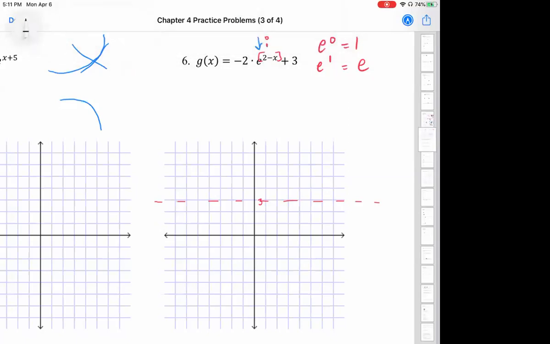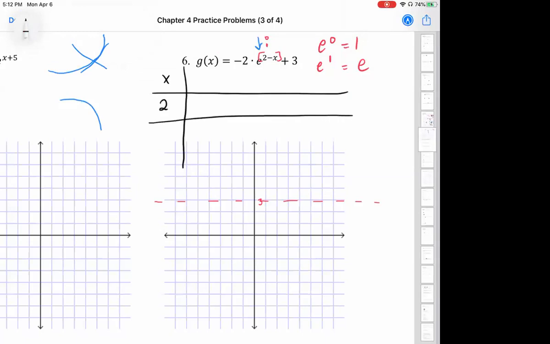All right, so to get 0 there, I will have to plug in a 2, right? So if I plug in a 2, I'm left with -2 times e raised to the 2 minus 2 plus 3. The exponent of 2 minus 2 gives a 0, so we're left with -2 times e to the 0 plus 3. A number raised to an exponent of 0 is 1, so we're left with -2 times 1 plus 3. So that just gives us 1. So I have the coordinate point 2, comma 1. Let's plot that. 2, comma 1 is right here.